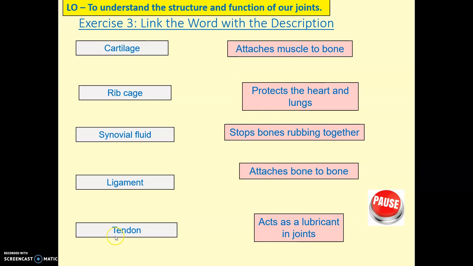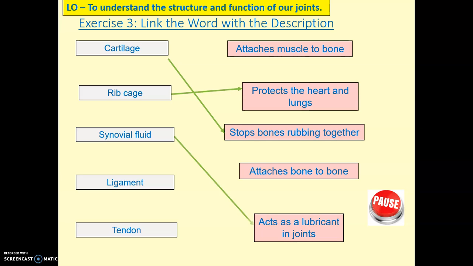The 2.5 minutes is over now. We're going to quickly go through these in green pen or another coloured pen or pencil, please. So cartilage, hopefully you got this right, stops the bones rubbing together. Excellent. Rib cage protects the heart and lungs.